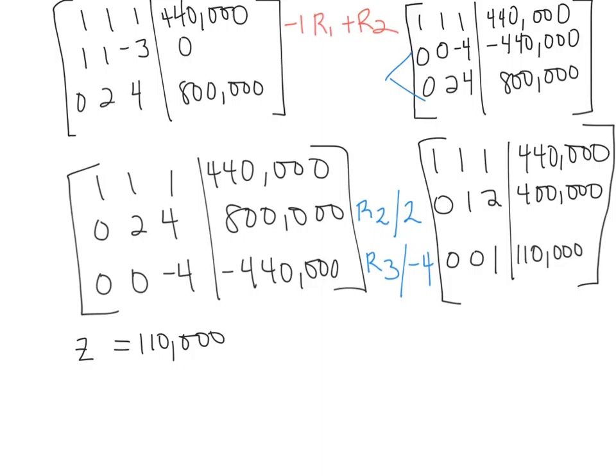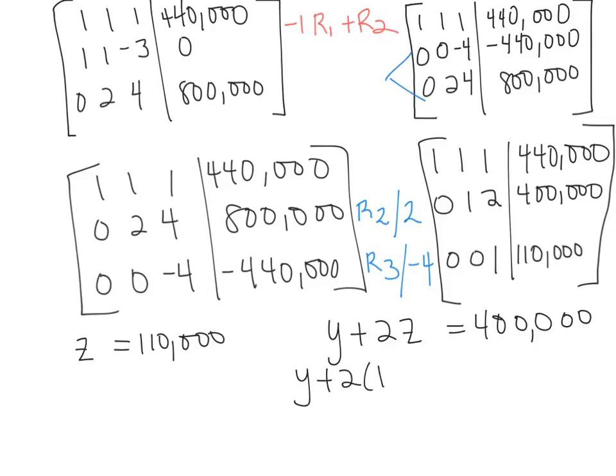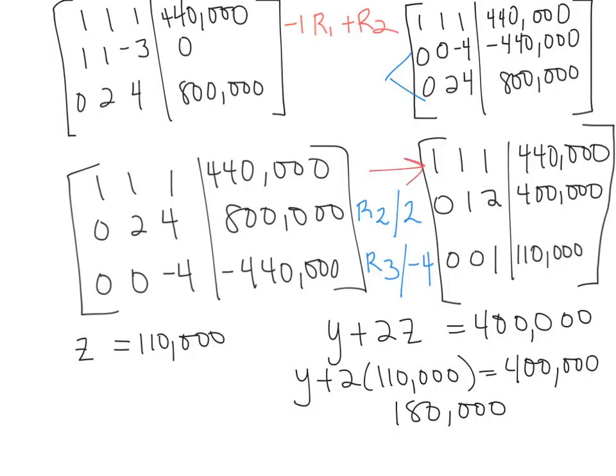So now we know the amount that was borrowed at 10%. So we'll just use the other equations. We knew that y plus 2z is equal to 400,000. And now that we know that z is 110,000, we can plug that in and solve the rest of the way for y, and we'll get 180,000. And we'll put those two values back into the top row here, and you should end up, when you solve that, with x equals 150,000, which is the amount at 6%.